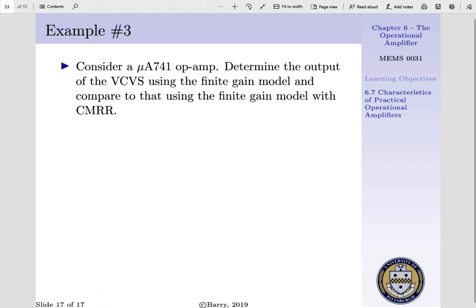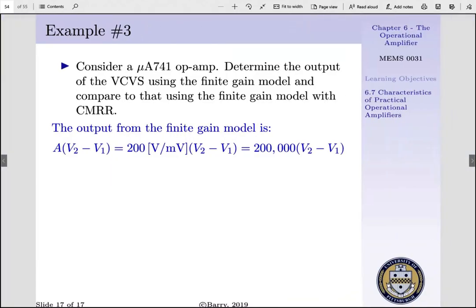Lastly, let's consider a MU-A741 op-amp. We want to determine the output of our VCVS using the finite gain model, and using the finite gain model with CMRR. To begin, the output of our finite gain model is given as A times V2 less V1, where our gain typically associated with this operational amplifier is 200 volts per millivolt times V2 less V1.